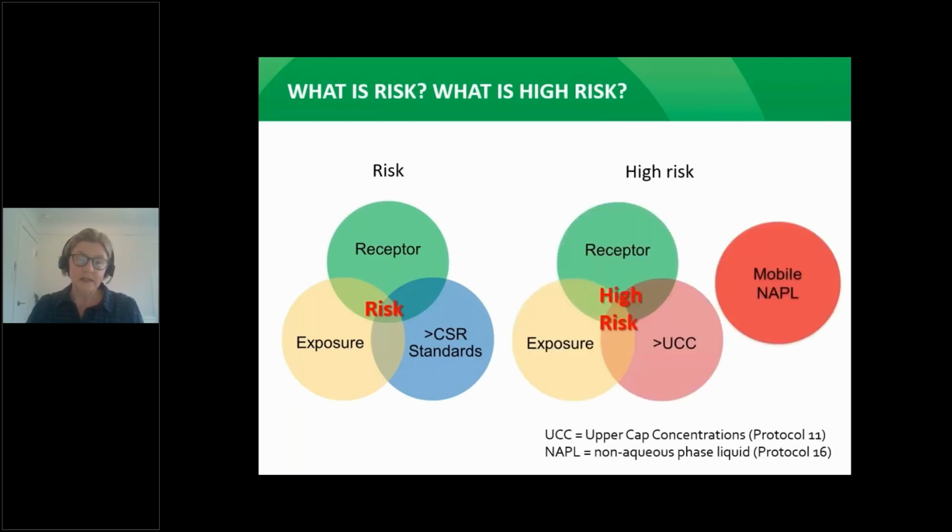So as described in Peter's previous talk, number 18, a contaminated site is considered to be high risk if one of the following 2 conditions are present. First, if the concentrations in either soil, groundwater, vapor, or sediment exceed the upper cap concentrations as defined in Protocol 11 and are typically 10 times higher than the CSR Schedule 3 standards, and there is a complete exposure pathway between the receptor and the media, the site is considered to be high risk. Also, if there's mobile non-aqueous phase liquids, the NAPLs, as defined in Protocol 16 on your site, this site will be considered high risk. Next slide, please.